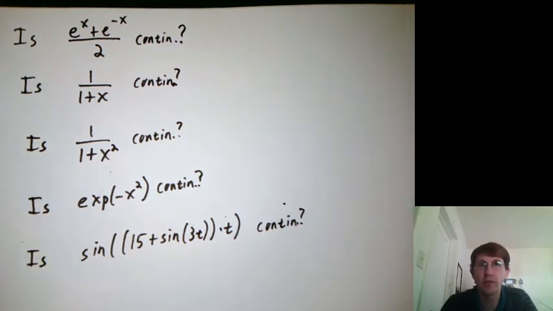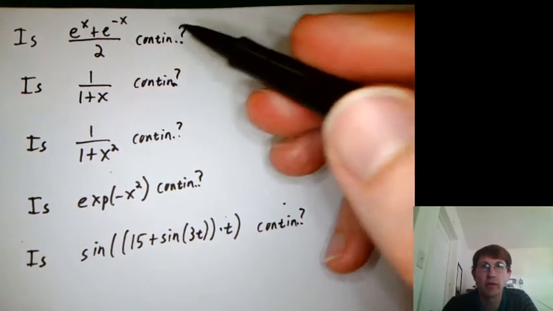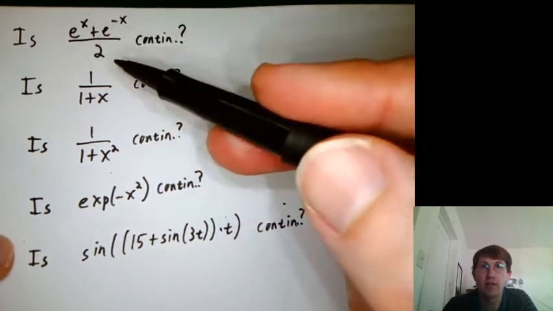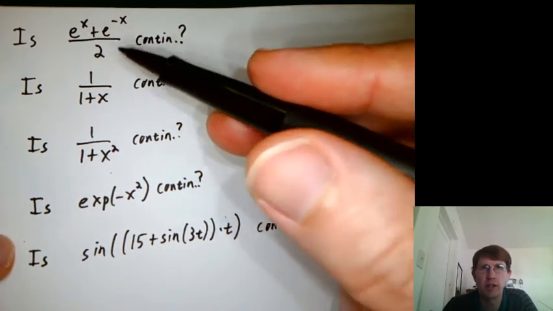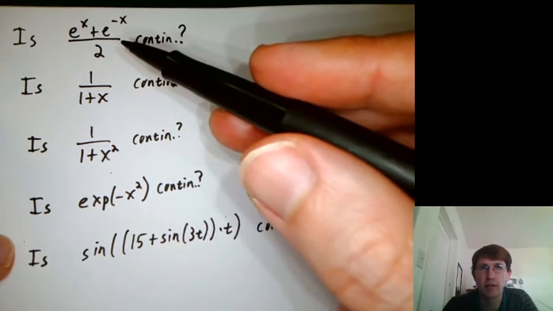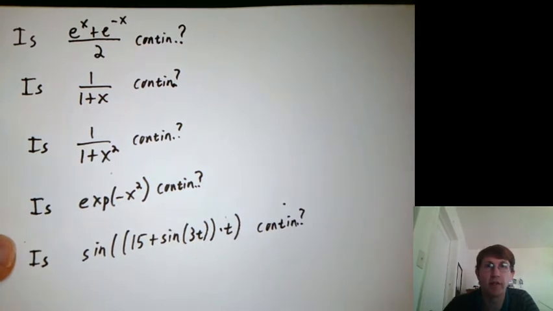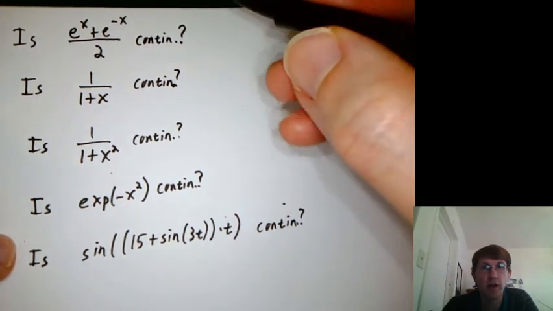Let's use our properties of continuity to figure out whether combined functions are continuous. So would you say e to the x plus e to the negative x, over 2, is continuous? You might say, who cares about that? That's actually something interesting called hyperbolic cosine. I'll tell you more about that in a different video, or you could look it up.